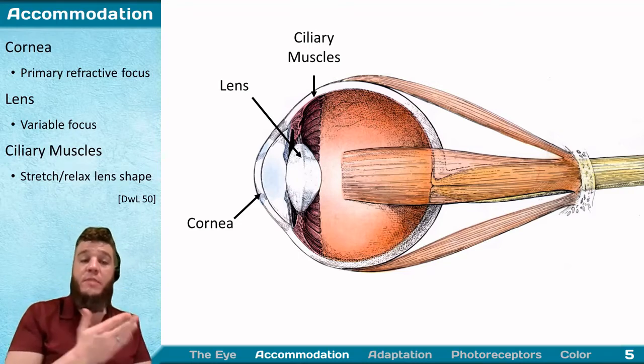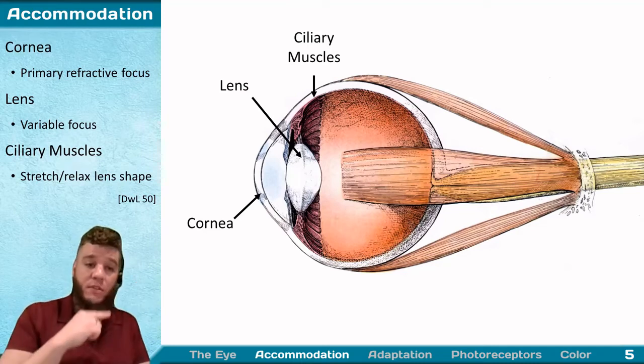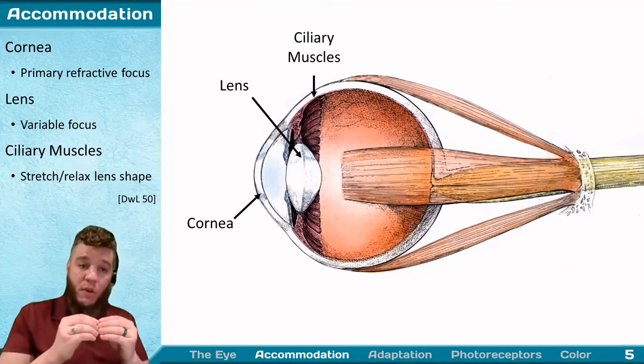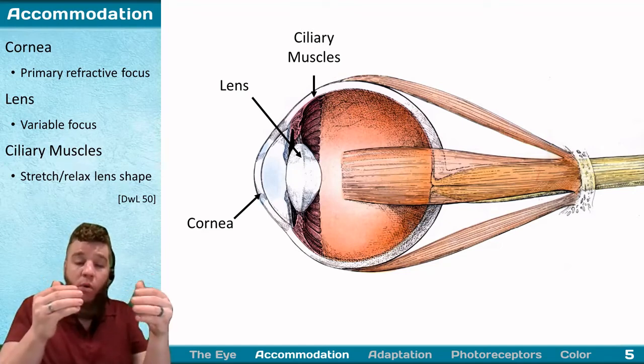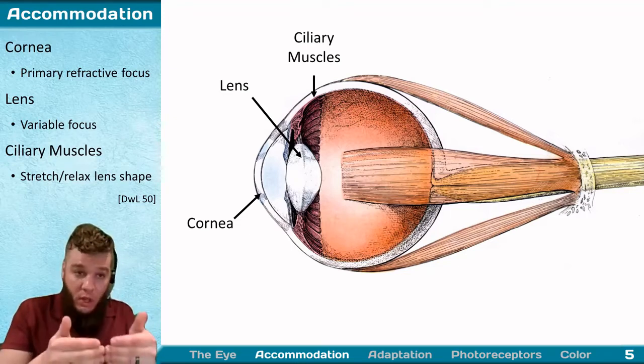Now, your lens deeper in your eye is going to provide you the variable focus. And that variable focus primarily comes from the ciliary muscles that form a ring around the lens. And those muscles are going to stretch and flatten the lens to view objects further away, or relax and allow the lens to become more oblate to focus on things close up to you.